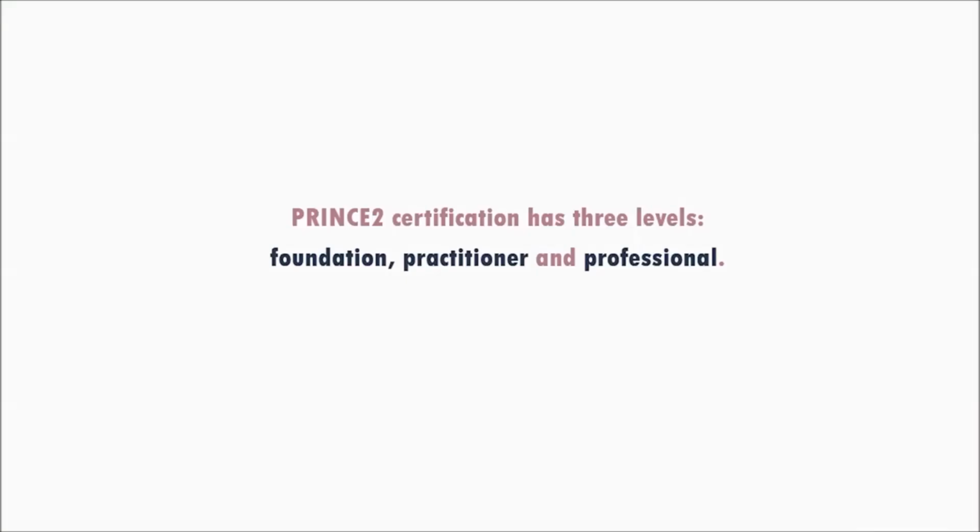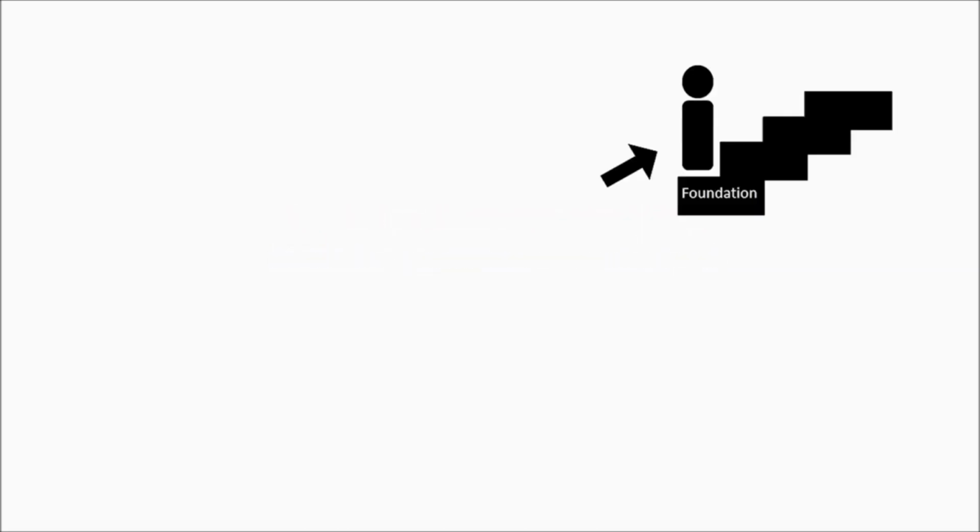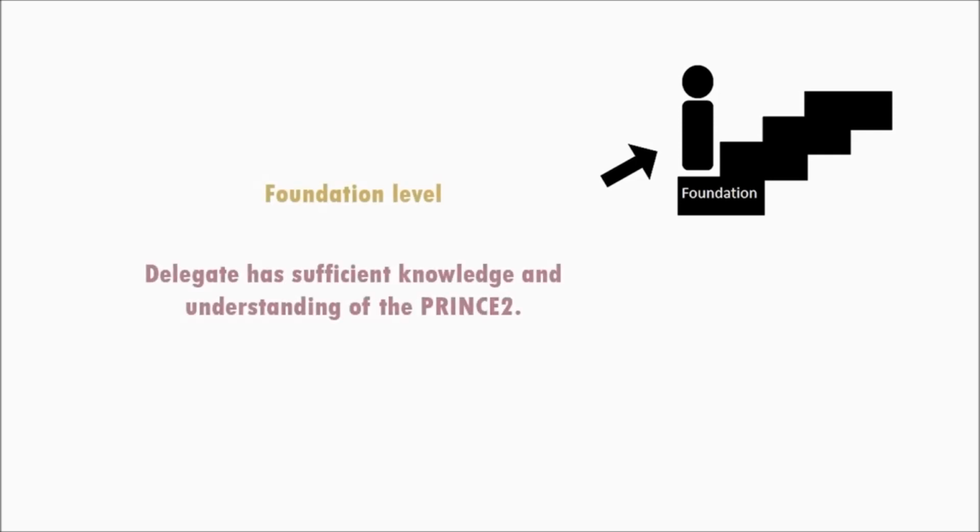Now that you have an idea of how PRINCE2 came to be as we know it today, let us take a look at how the PRINCE2 certification is achieved. PRINCE2 certification has 3 levels: Foundation, Practitioner, and Professional. Foundation level. Passing this level confirms that a delegate has sufficient knowledge and understanding of the PRINCE2 method to be able to work effectively with or as a member of a project management team working within an environment supporting PRINCE2.